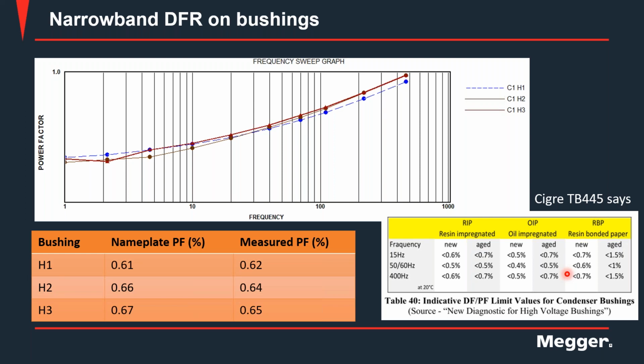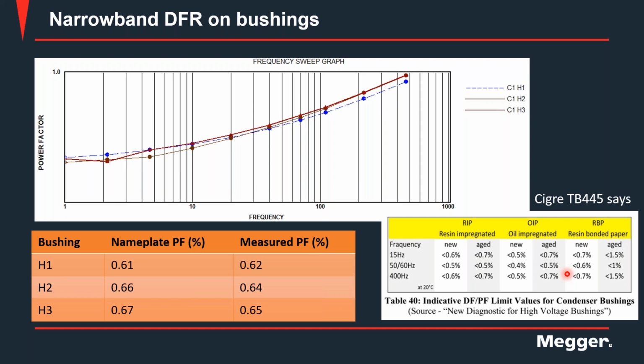These are some typical test results that you can get on bushings. You get either more or less of a horizontal curve, or what you get is this curve with an upward slope. Here you can see the nameplate values and the measured values, and you can see that there isn't much difference between the measured and the nameplate values, even though these bushings are over, I would say, 25 years old.